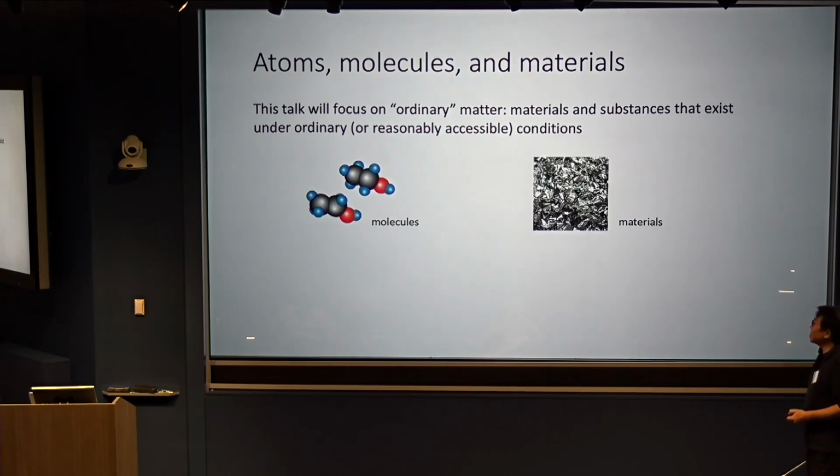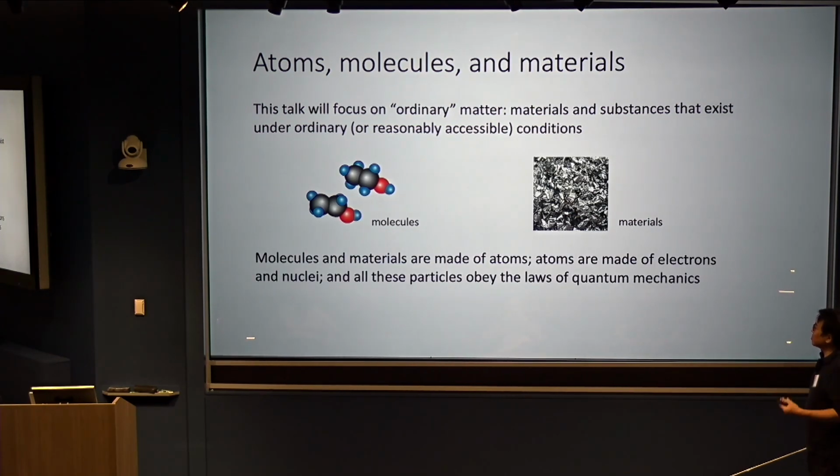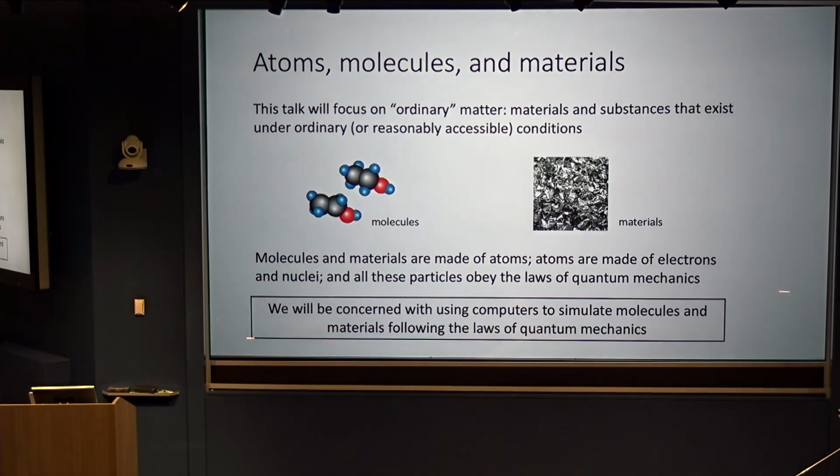And matter in this form, molecules and materials under ordinary conditions, are made of atoms, and then atoms are made of electrons and nuclei. All these particles are very light, and they're all in very confined spaces, and this means that their behavior is really best described not by Newtonian mechanics, but by the laws of quantum mechanics. And so what this talk is really going to be about is using computers to simulate the behavior of these species of the physical world using these quantum mechanical laws.